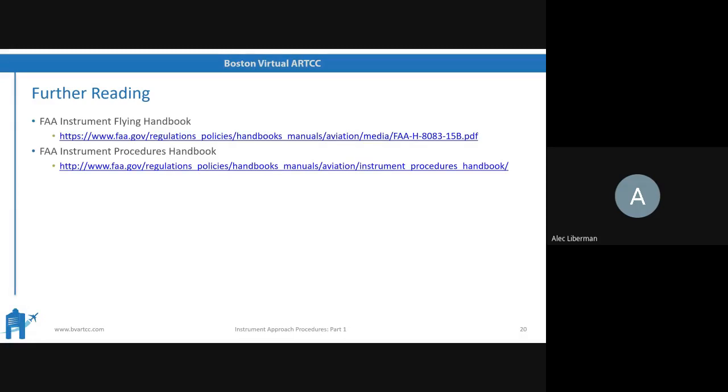Okay. For further info, we covered just the tip of the iceberg tonight on instrument approach procedures, and there's more next week. If you have any further questions, I would encourage you to check out the links both on the PowerPoint and what Evan just posted in the chat, same links. They are the Instrument Flying Handbook and also the Instrument Procedures Handbook. The Instrument Flying Handbook talks about how you would fly an approach practically. The Instrument Procedures Handbook talks about the more technical aspects of the instrument procedures themselves.